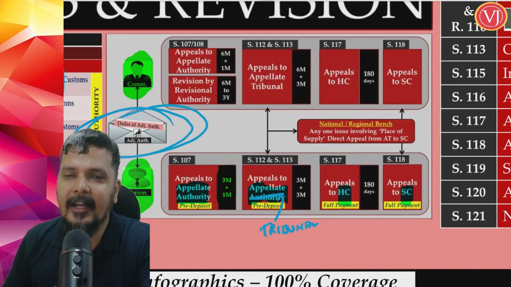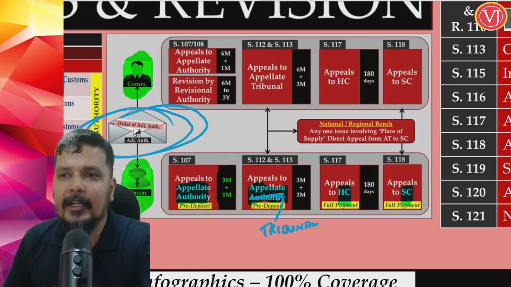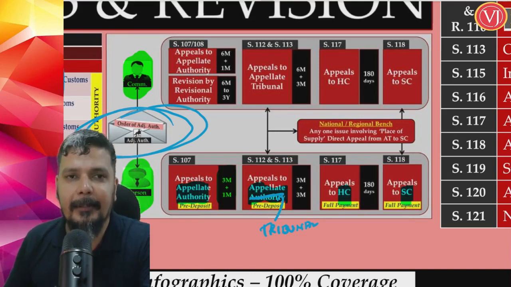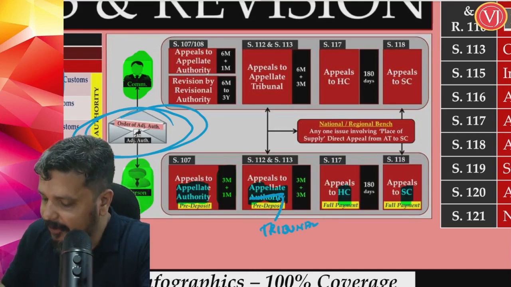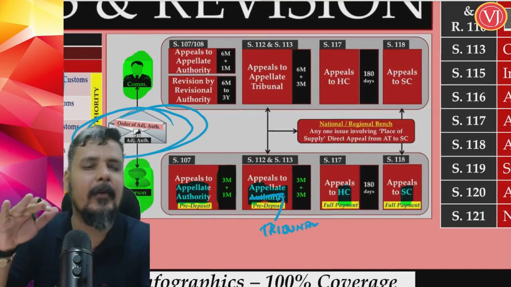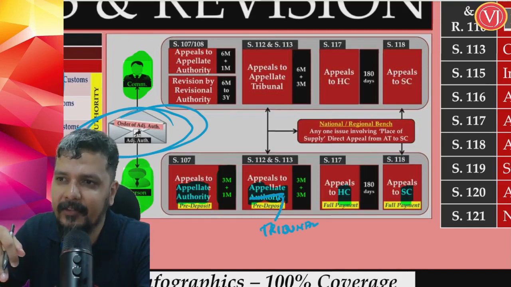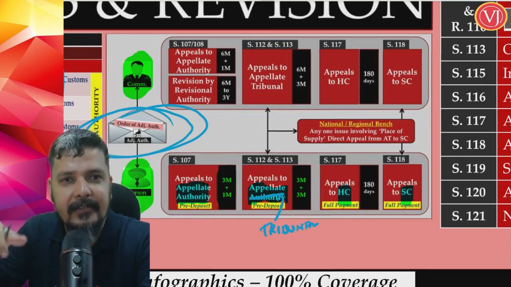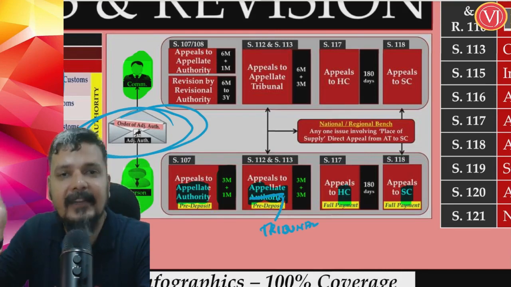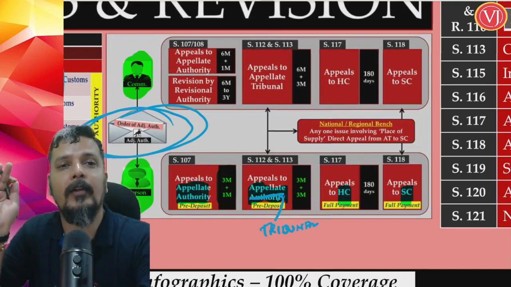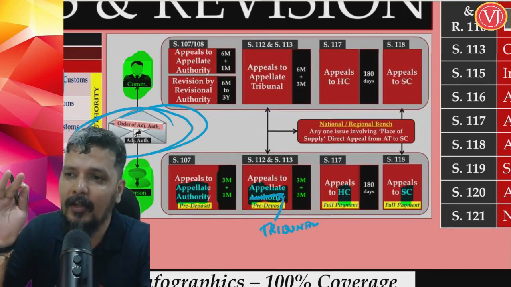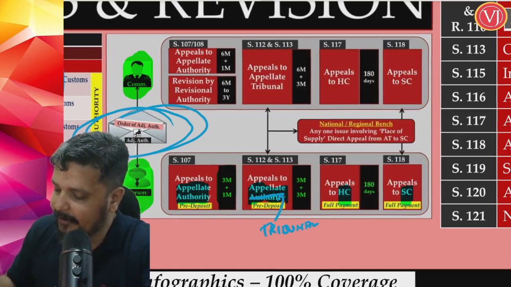Appellate tribunal. After the order of appellate authority, if he wants to challenge at the next level, appellate tribunal, it is 3 plus 3 months. Basically, time limit for assessee is 3 months. In the first level, it is 3 plus 1 month extension. Second level, it is 3 plus 3 months extension. Then if he is not satisfied, he can go to High Court, but High Court will only take question of law, not question of fact. So it is 180 days.